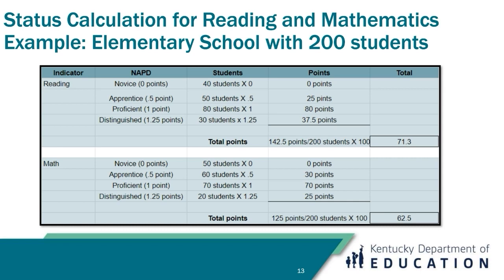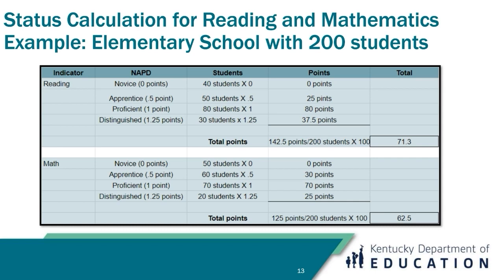This is an example for calculation of the state assessment indicator of reading and mathematics with an elementary school containing 200 students. In reading, there were 40 students at novice, 50 students earned apprentice, 80 students achieved proficient, and 30 students were at distinguished. Adding all of the NAPD points together gives us 142.5, which we then divide by the number of students, 200. Multiplying this answer by 100 gives us the status score for reading.